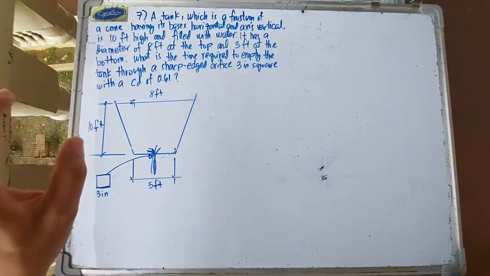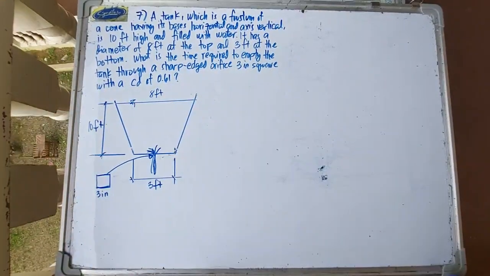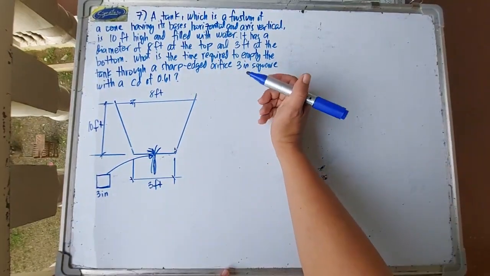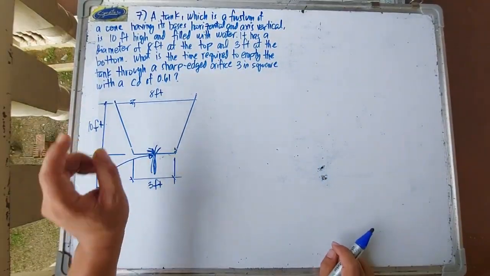It has a diameter of 8 feet at the top and 3 feet at the bottom. What is the time required to empty the tank through a sharp edge orifice 3 inches square with a CD of 0.61? So we have this illustration.